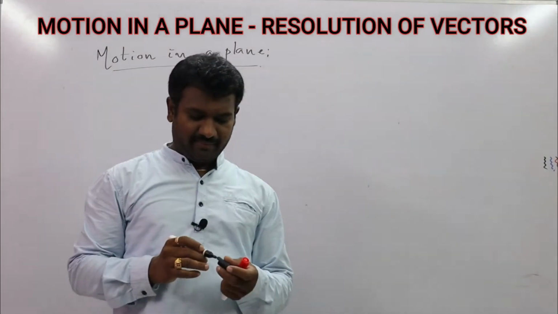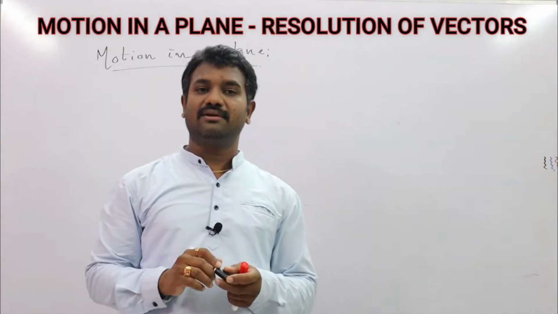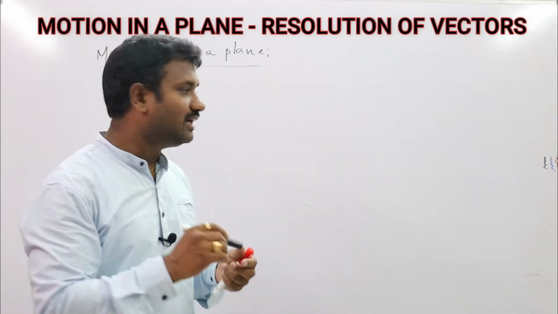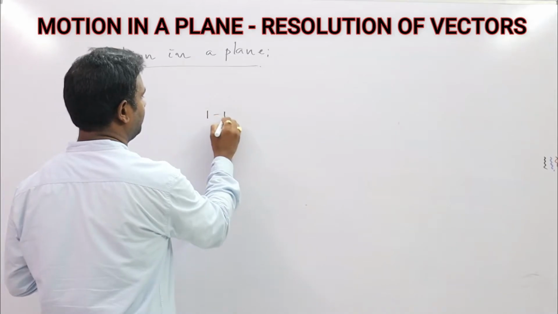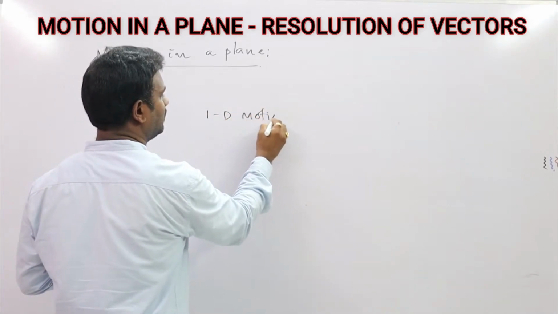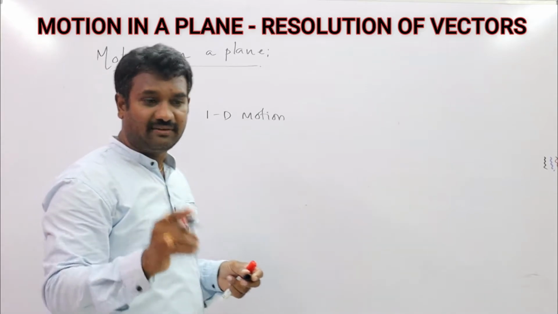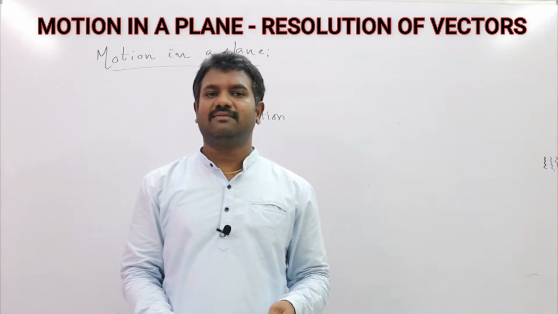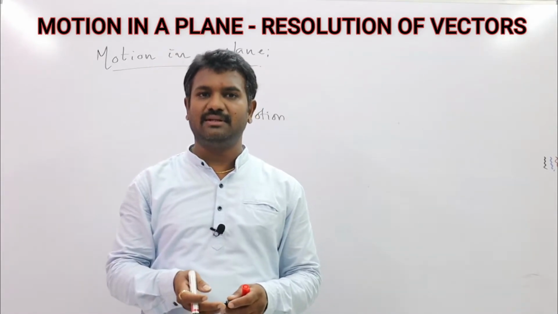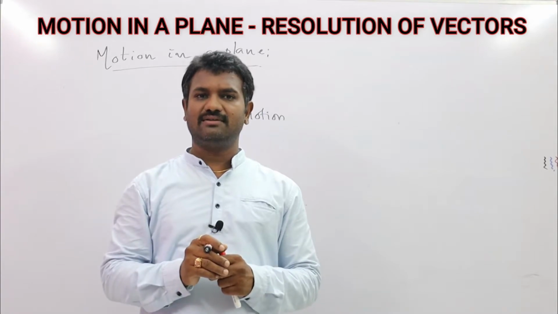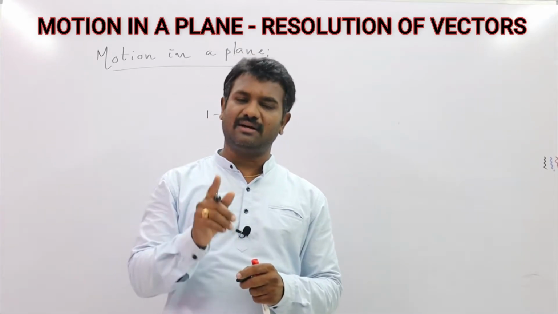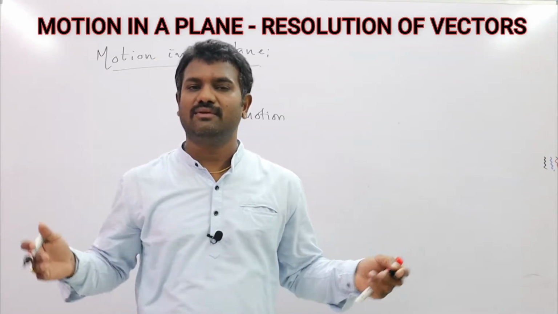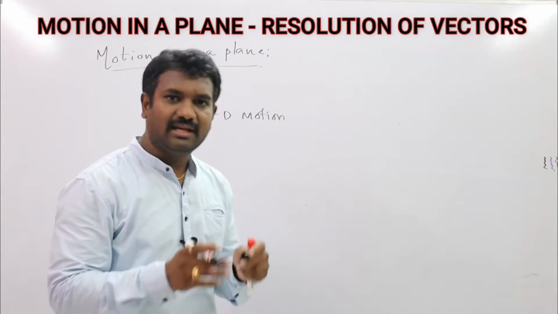Till yesterday, we have studied the concepts and solved many problems based on motion on a straight line, that is 1D motion. In this 1D motion, we studied the motion of an object along a straight line. We studied objects thrown vertically upwards, freely falling bodies, and the motion of an object thrown from a certain height, and thus we found the height of the tower also.